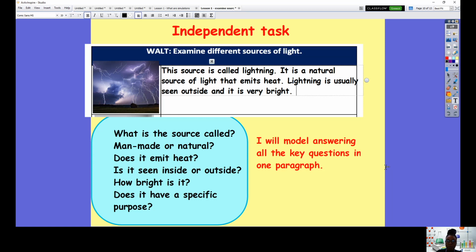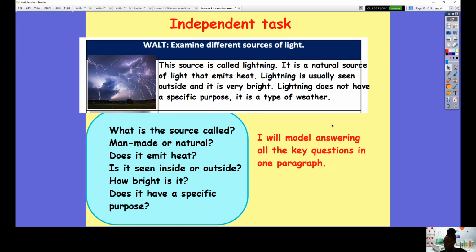Does it have a specific purpose? Lightning doesn't have a specific purpose. It simply is a form of weather. So I'm just going to say that. Lightning does not have a specific purpose. It is a type of weather. Okay, and you can see from that paragraph that I have modeled answering all of the questions that I need to.